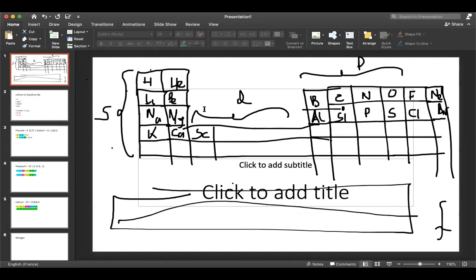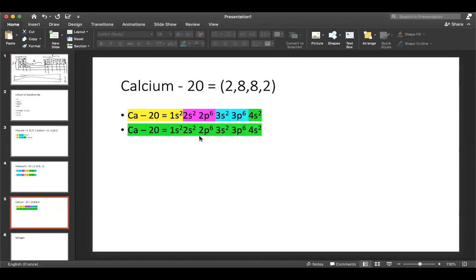Now we go to the second one, which is lithium and beryllium. How many do we have? We only have lithium and beryllium. They are 1, 2. That is 2s2.